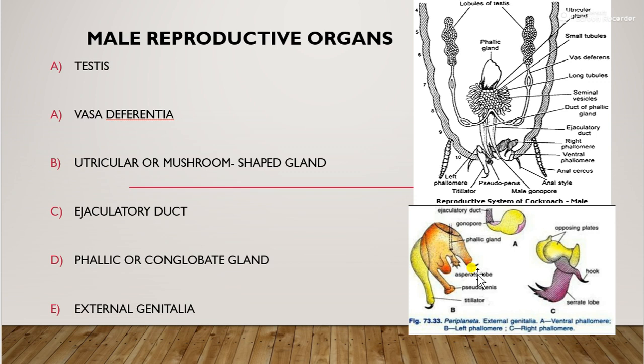And next one is the ventral phallomere. Look at this. This is the ventral phallomere. It is very simple and lies partly below the right phallomere. It has a large brown plate and bears the male gonopore. This is about the external genitalia, and this external genitalia consists of the right phallomere, left phallomere, and ventral phallomere. All this is about the phallomeres, and that is the external genitalia.